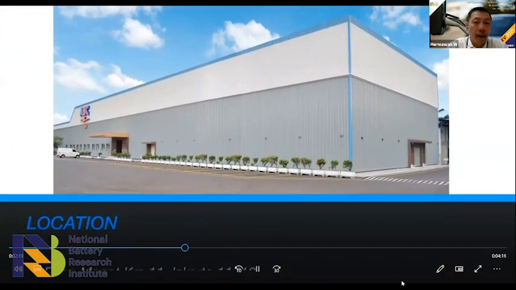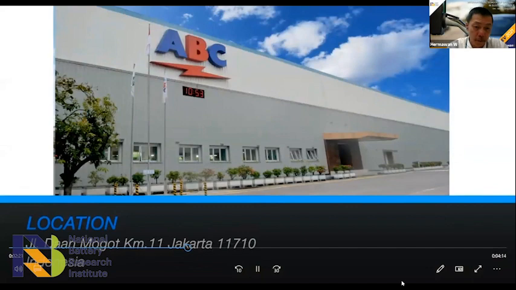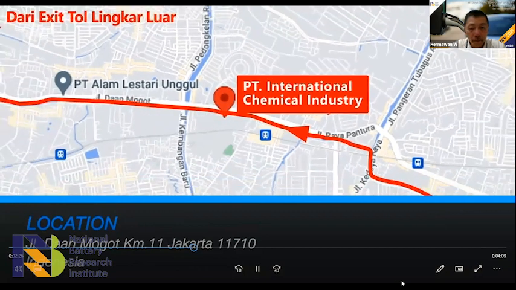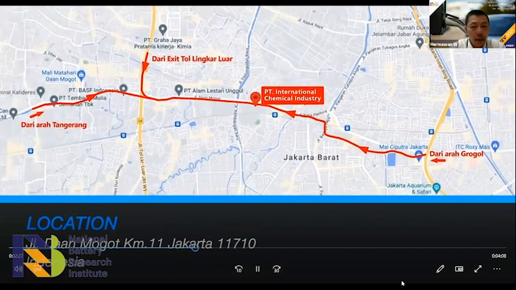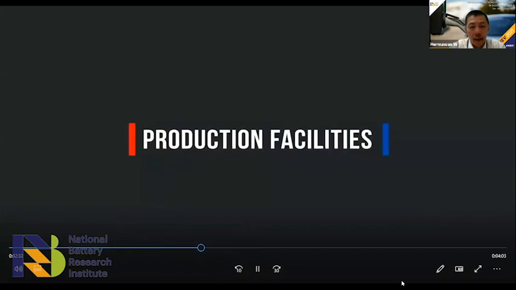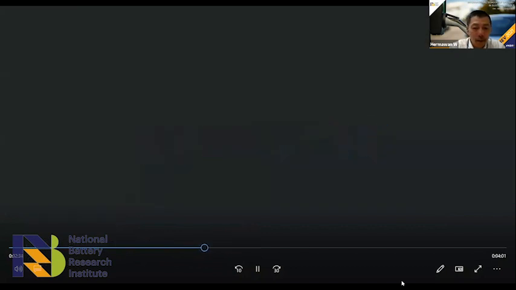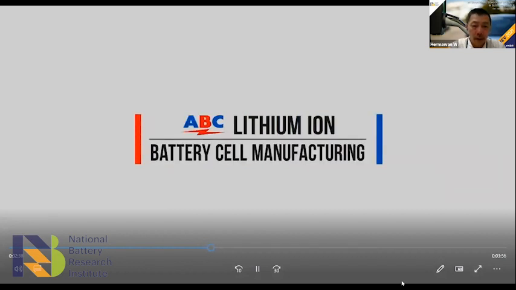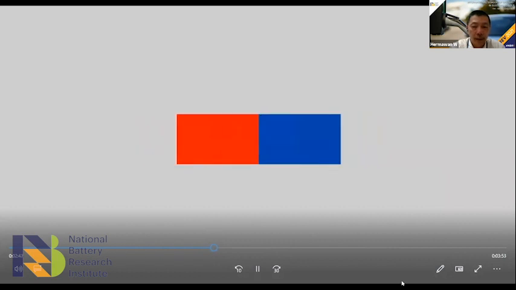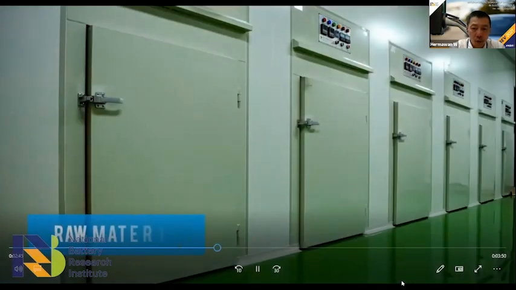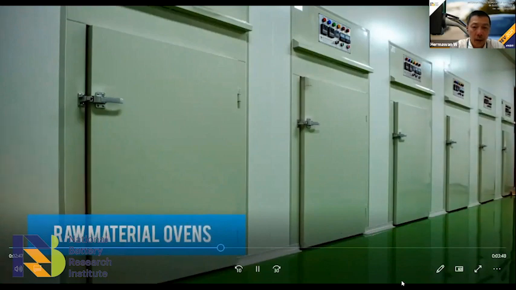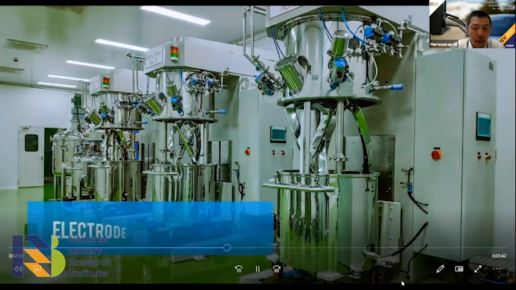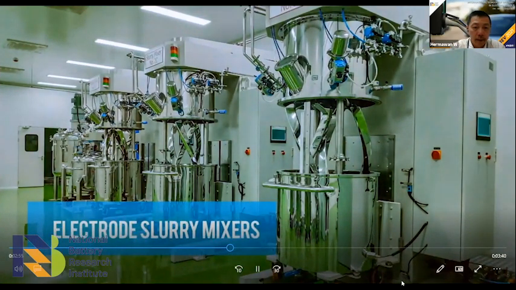This is the factory we built, the lithium cell factory. This is our location in West Jakarta. And this is the production facility, what we have and what we installed inside the factory. This is first, to keep the material, because they need a special warehouse. And then that's the mixing for the anode and cathode.